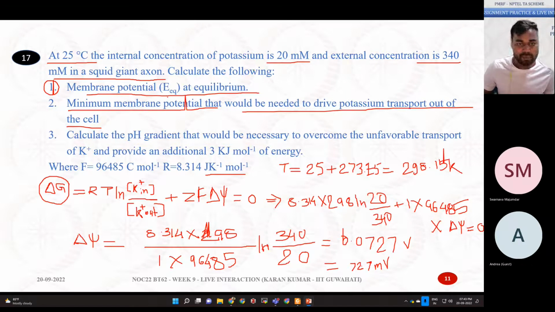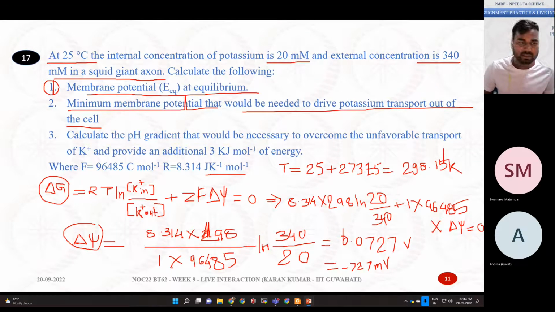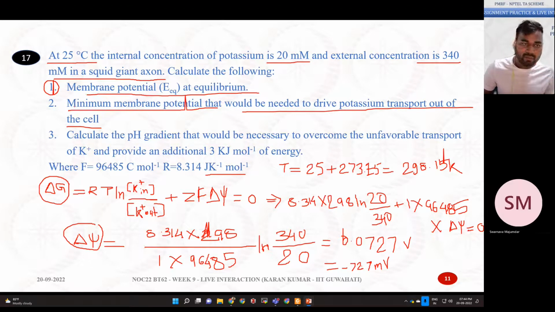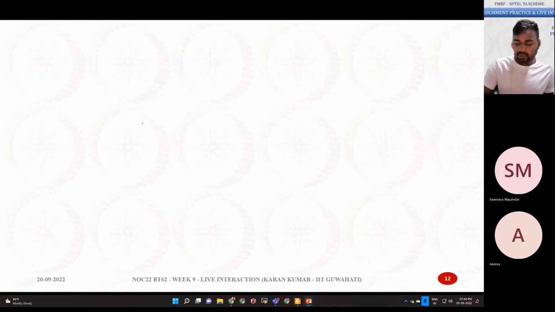Now you are calculating the membrane potential. That is mostly because you have taken this as psi. So membrane potential is mostly in the negative value. So delta psi will be minus 72.7 millivolt. So your first part is solved. Now your next question is to calculate the minimum membrane potential that would be needed to drive the potassium transport out of the cell. Okay, so in the next part the temperature is the same. Recall everything. Temperature 25 degrees Celsius means 298 Kelvin, right?